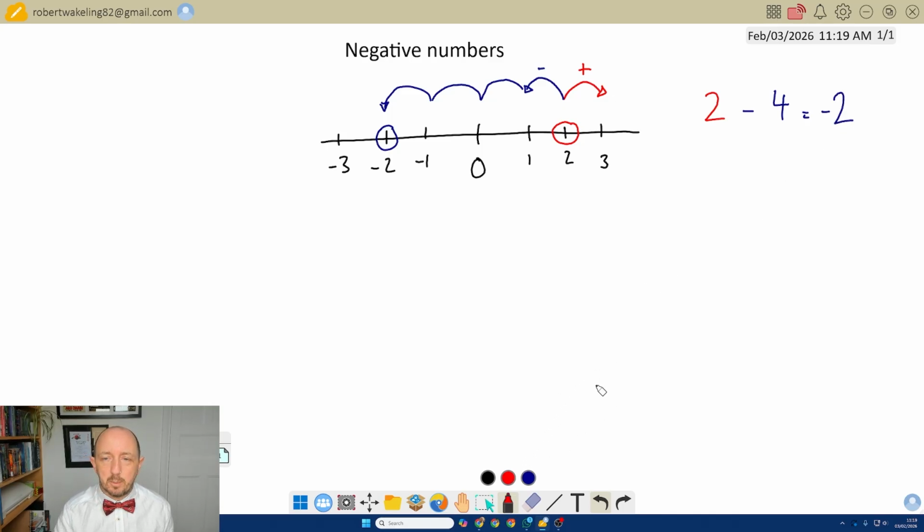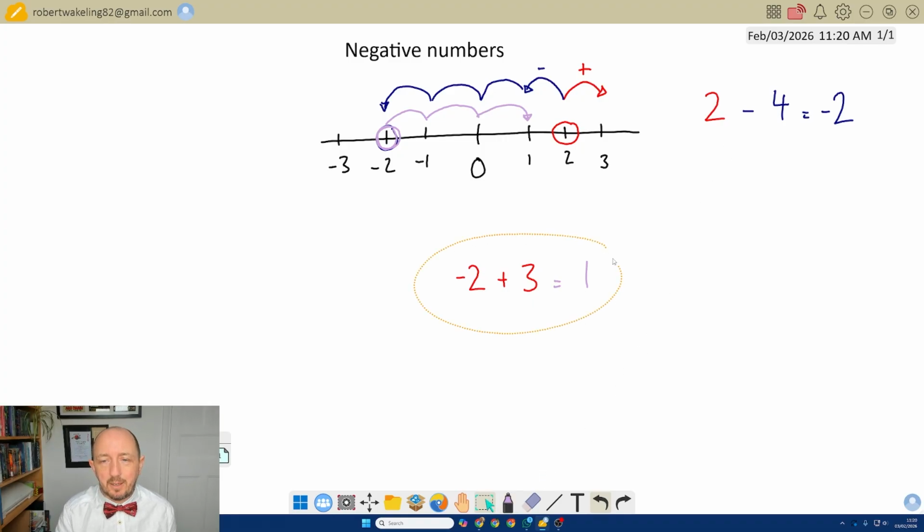Okay, what about if I'm starting on minus 2 and I add 3? Okay, so minus 2, we're starting here, and I'm adding 3, means I'm going to the right. 1, 2, 3. So I end up on positive 1, which we just write as 1. Okay, so I've got a single sign between these. Minus 2, that's the starting point. Plus, go to the right. Minus, we go to the left.